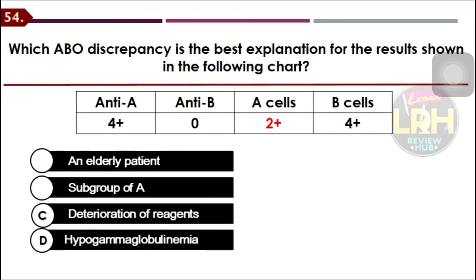Okay, so with anti-A1. Tama? Okay, so ano kayong tamang answer dito? Is it an elderly patient, a subgroup of A, or this may be due to deterioration of reagents ba, or hypogammaglobulinemia? Again, this is subgroup po of A. For number 54, that's letter B po.